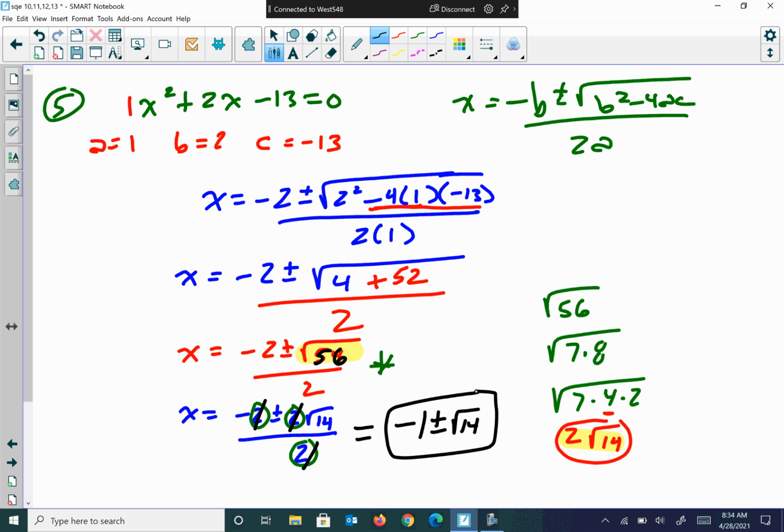These are called irrational answers. The square root of 14 is a decimal that will never end, never repeat, never have a pattern to it. It goes on and on and on. So this is an exact answer. We've talked about exact answers. Exact answers in math, in computer language, allow our devices to work much better.